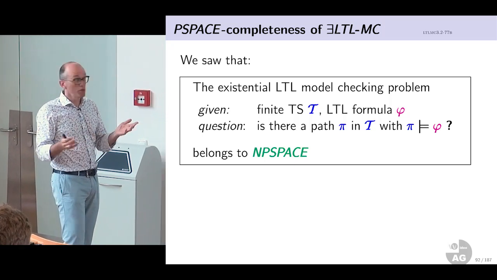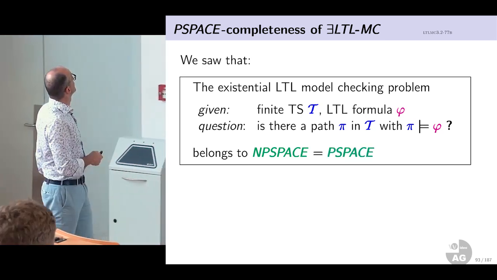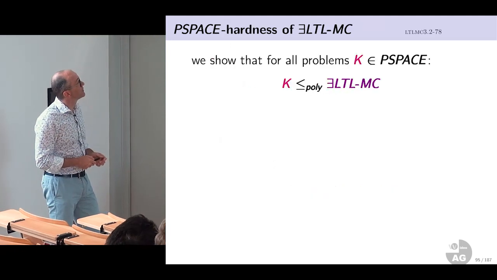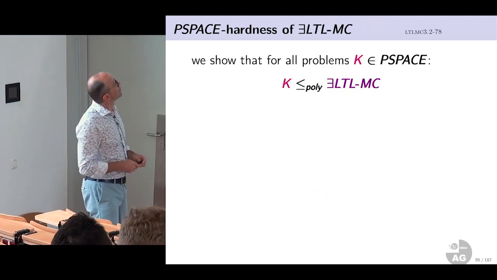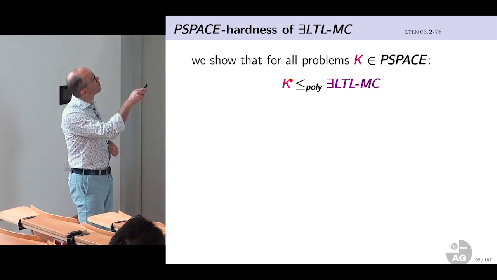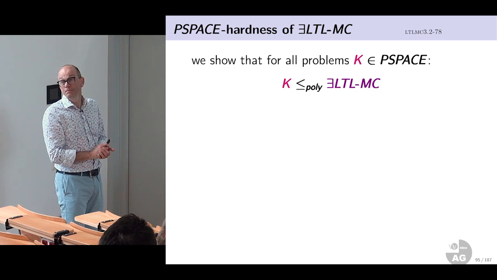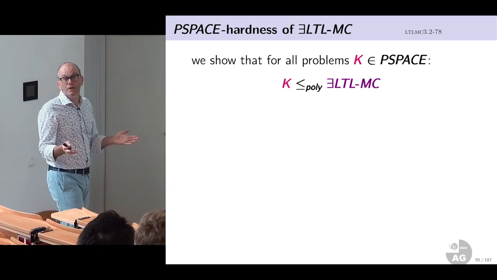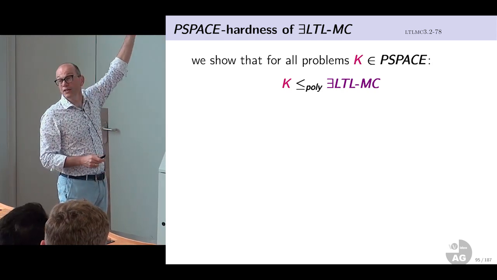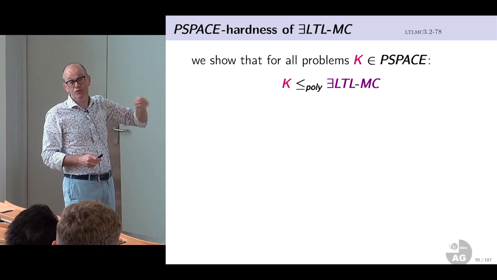Are we done? No, we want to show it's PSPACE-complete. So what is left is the PSPACE-hardness. Yeah, so this is fine. It remains to prove the PSPACE-hardness. Good. So what we're going to show is that all problems in PSPACE are polynomially reducible to the LTL model checking problem. How are we typically going to prove this? We're going to pick a problem that is PSPACE-hard and polynomially reduce it to the problem that we are considering, the existential LTL model checking problem.